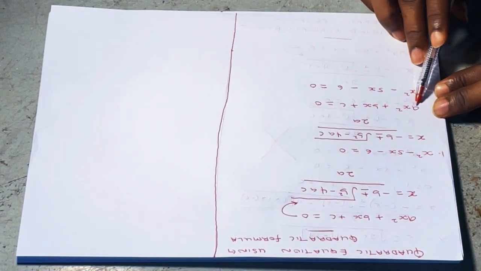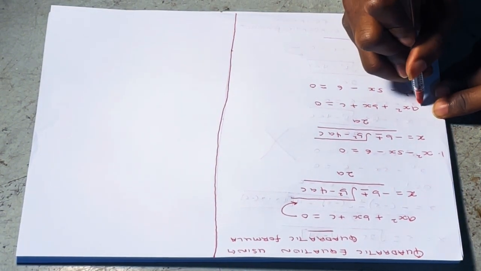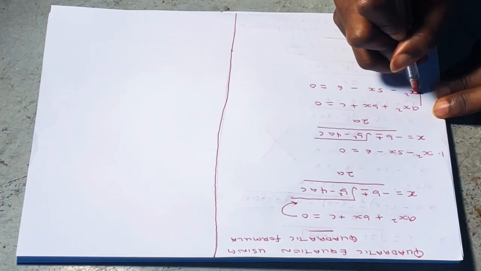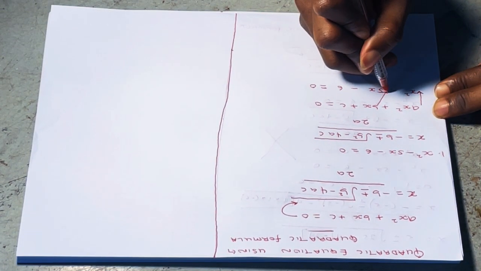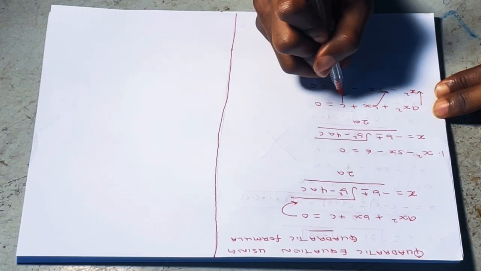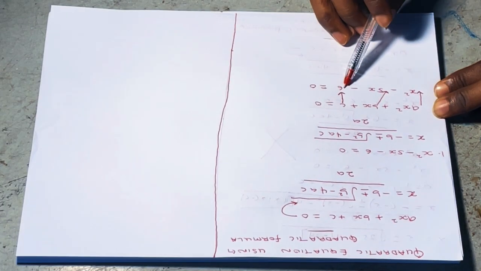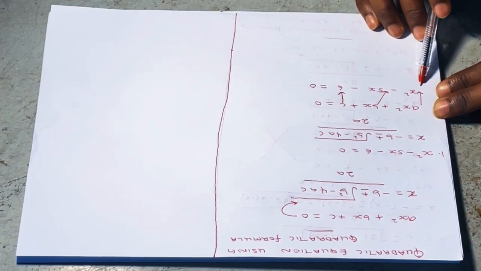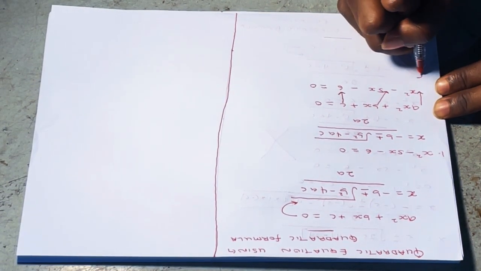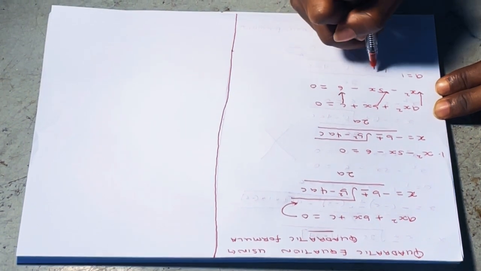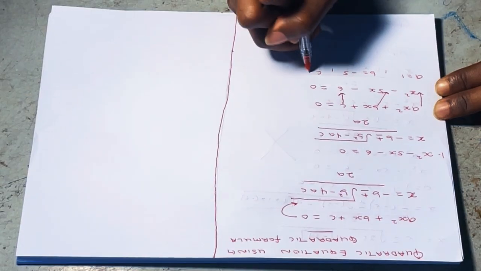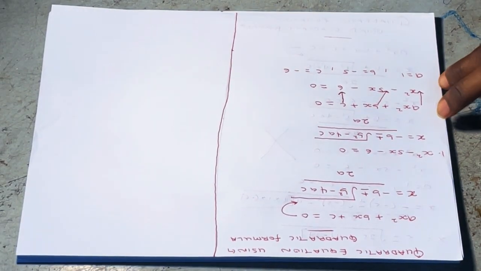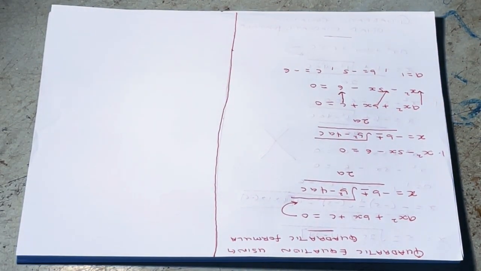Now, this a is the coefficient of x square, this b is the coefficient of x, while c is the constant, the number. That's what it means. Now what's the coefficient of x square here? It is 1. So a equals 1, b equals minus 5, and c equals minus 6.